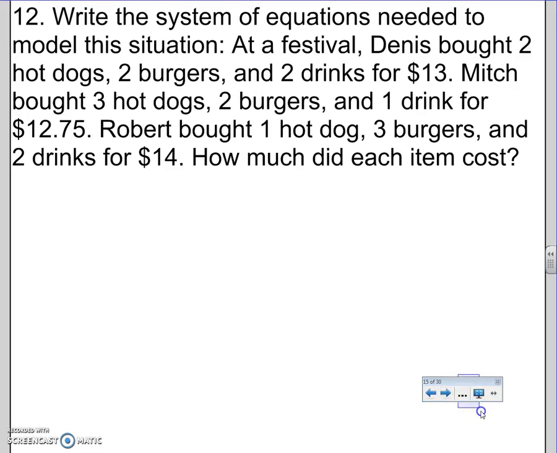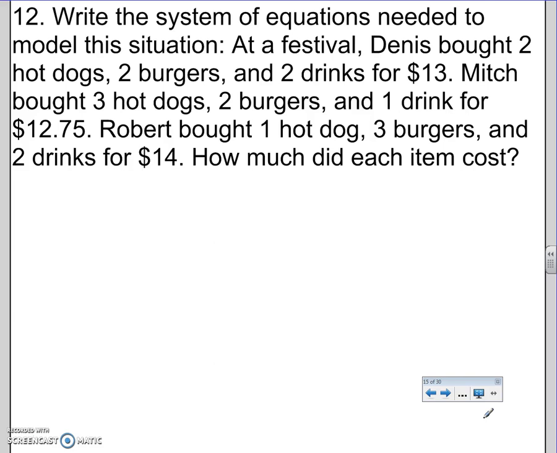12. Very similar. Just write the system equations needed for the situation. At a festival, Dennis bought that many hot dogs, burgers, and drinks for that much money. Mitch did the same thing, and Robert did the same thing. How much did each item cost? Again, just write the system equations. So again, it's person by person by person.